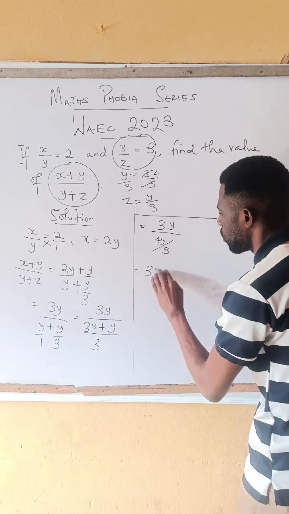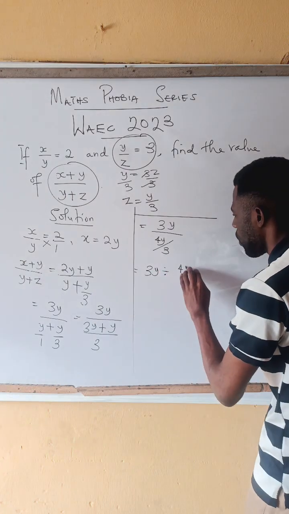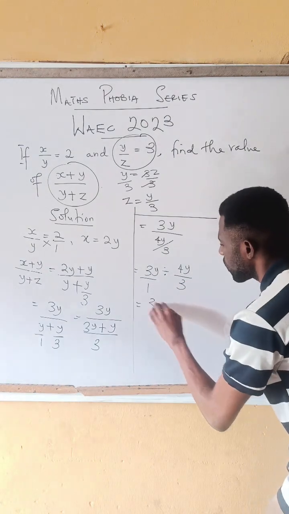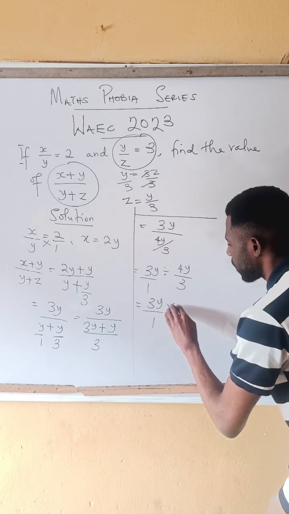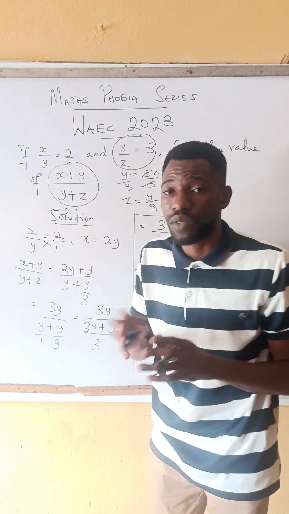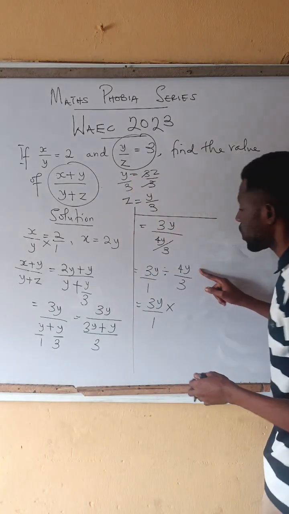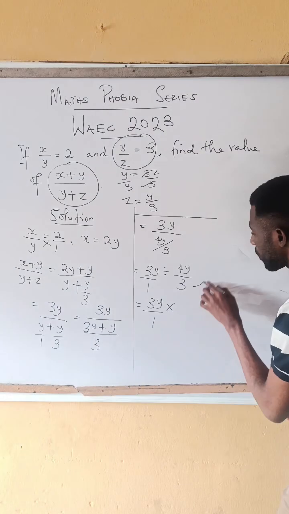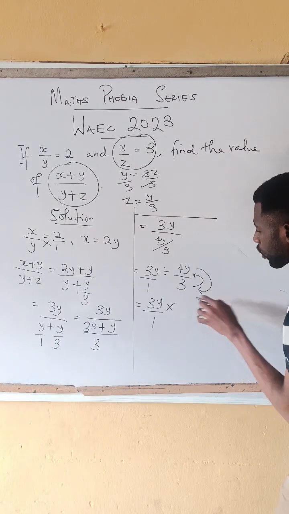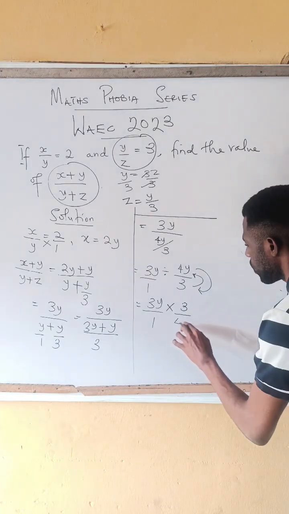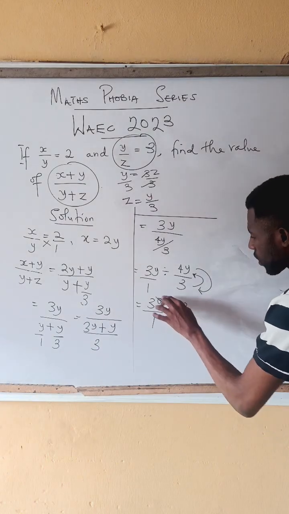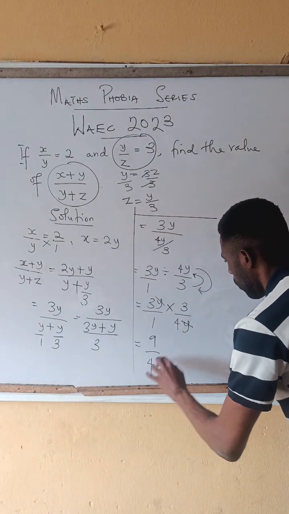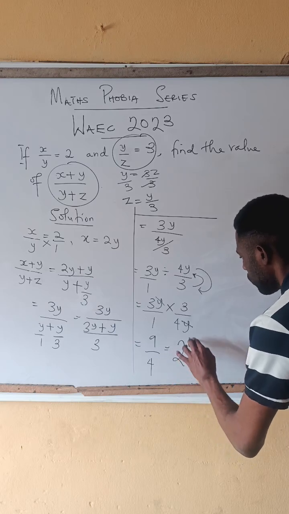And that becomes 3y divided by 4y over 3, with 3y over 1. So automatically, we change the divide sign to times. And anytime we change divide sign to multiplication sign, the numerator takes the place of the denominator, and the denominator takes the place of the numerator. They swap. So 3 comes up, and 4y comes down. So we have 3 over 4y. So y cancels y. We have 3 times 3 remaining, 9, 1 times 4, 4, which is equal to 2 whole number 1 over 4.